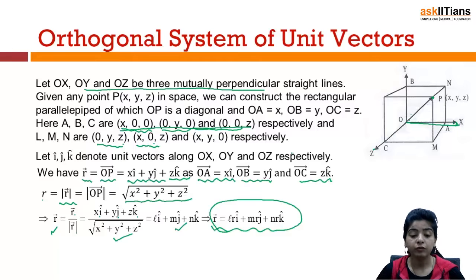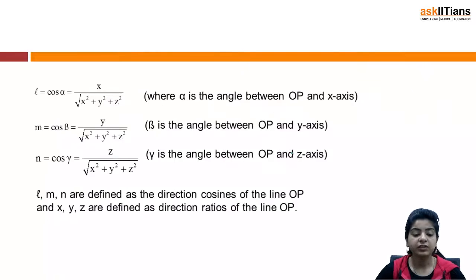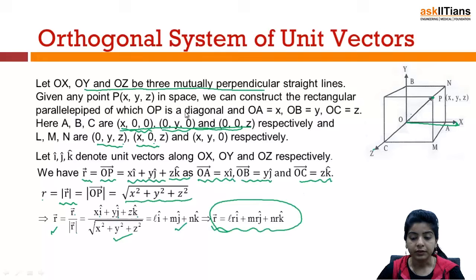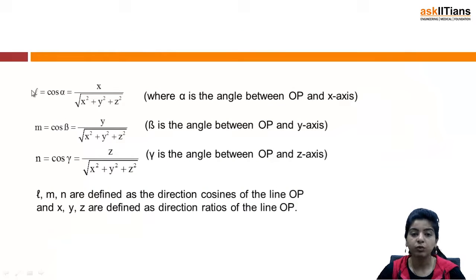Okay, so do not get confused seeing all this theory. This is just for your understanding sake. What you need to remember is just these three things, that l is equal to cos alpha, that will be equal to x by under root of x square plus y square plus z square, where alpha is the angle between OP and the x axis. So the angle between OP and the x axis is alpha, so we get l equal to cos alpha, and the value is x by under root x square plus y square plus z square.